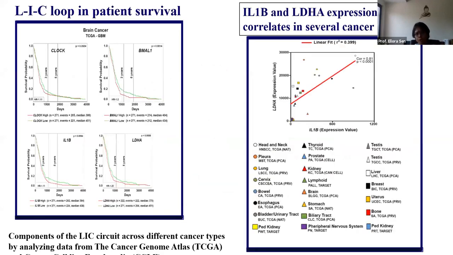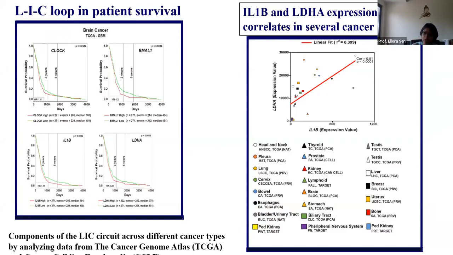Now, so what? We named this circuit the LIC circuit, like the Life Insurance Corporation. We got the term from that, and LIC stands for lactate, IL-1, and clock. And when we reanalyzed the TCGA data set for patient survival, we found that it has a direct correlation with patient survival. So more clock, more BMAL1, more LDH, and more IL-1 in GBM patients indicates a poor prognosis.